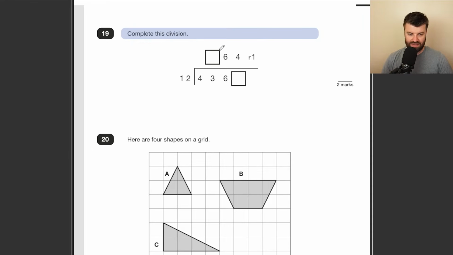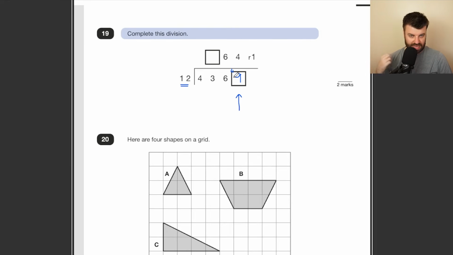Question 19, complete this division. This question is fantastic. So what we've got here is we're dividing by 12, and whatever we get in this box, the answer is 4 remainder 1. So we get 4 lots of 12 in this box plus 1. So 4 lots of 12 is 48, plus 1 gets us to 49. So we had to have 49 written in this box, which means it had to be a 9. Yes, that does tell us that we had to exchange over a 4, of course.